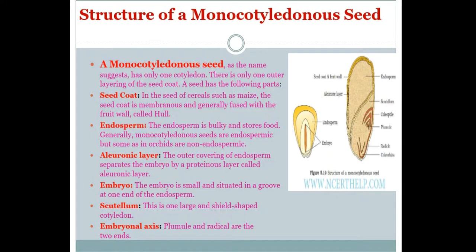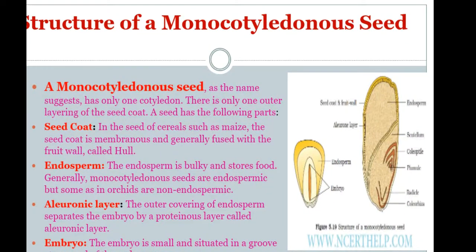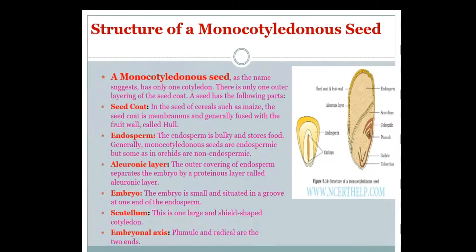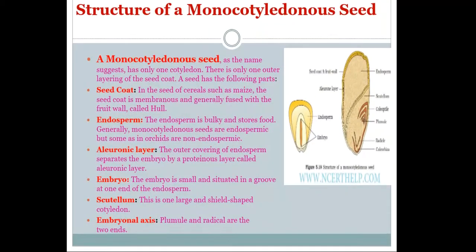Structure of monocotyledon seed. A monocotyledon seed, as the name suggests, has only one cotyledon. There is only one outer layering of the seed coat. The seed has the following parts. The first is seed coat. In the seed of cereals such as maize, the seed coat is membranous and generally fused with the fruit wall called hull. Next is endosperm. Endosperm is bulky and stores food. Generally, monocotyledon seeds are endospermic, but some, as in orchids, are non-endospermic.